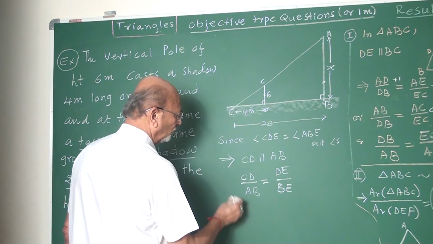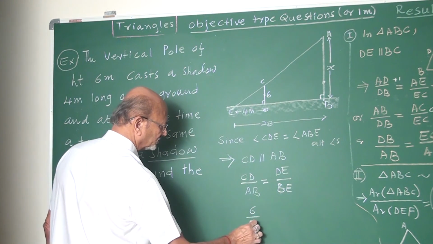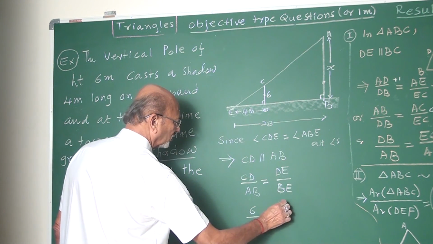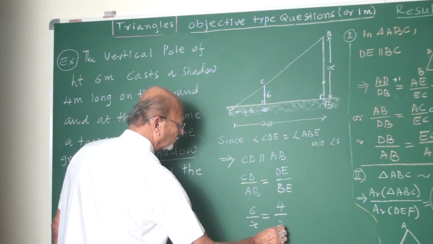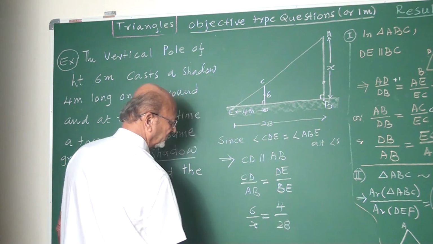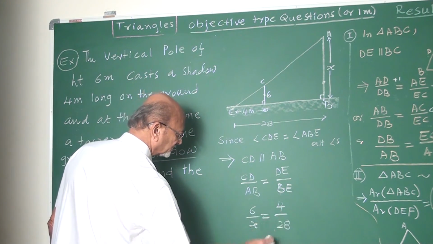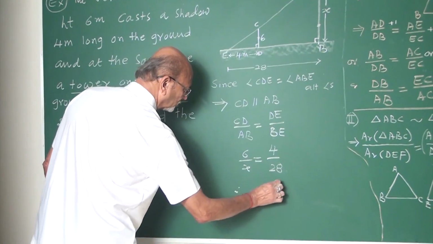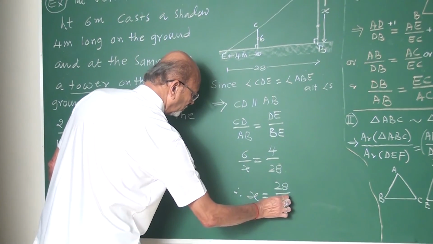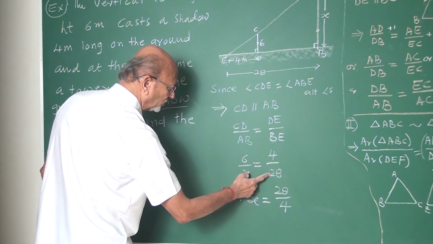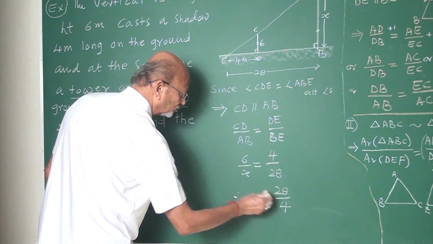What are the values? What is CD, my friend? 6. We want to find AB, which is X. What is DE? 4. What is BE? 28. Yes, my friend. What is the value of X then? Therefore, take X this side. X equals the reciprocal, 28 upon 4, my friends. You are bringing this side, 4 upon 28 becomes 28 upon 4 into 6.